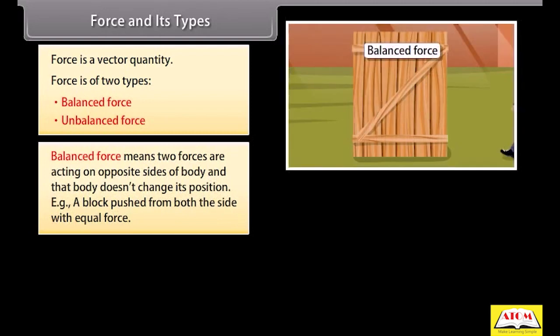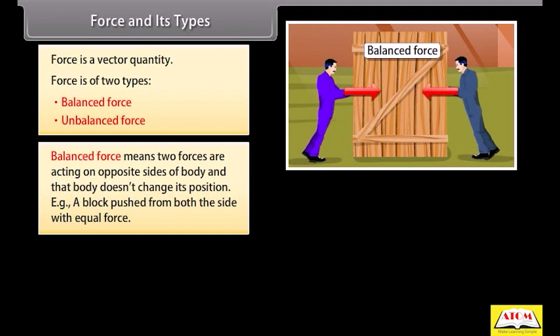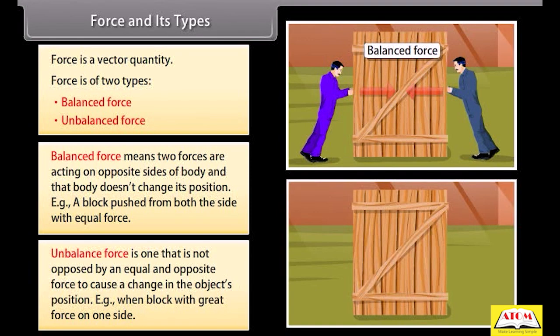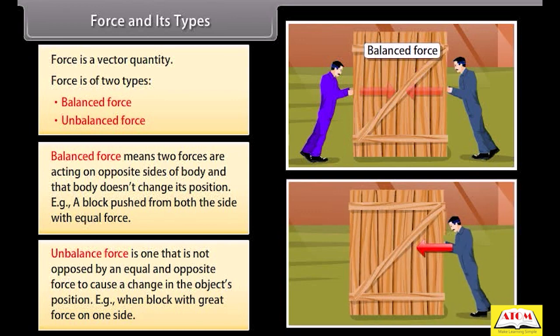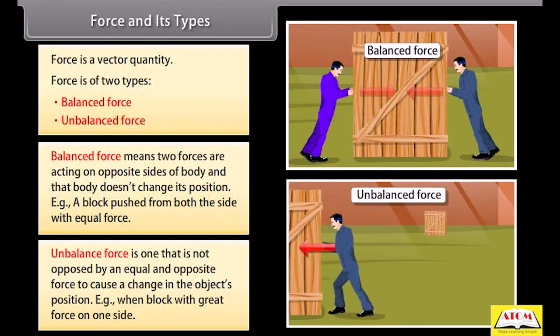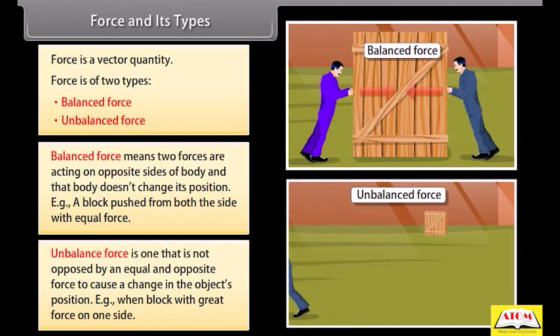Balanced force means two forces are acting on opposite sides of the body, and that body does not change its position. Example: a block pushed from both the sides with equal force. Unbalanced force is one that is not opposed by an equal and opposite force to cause a change in the object's position. Example: when a block is pushed with great force on one side.